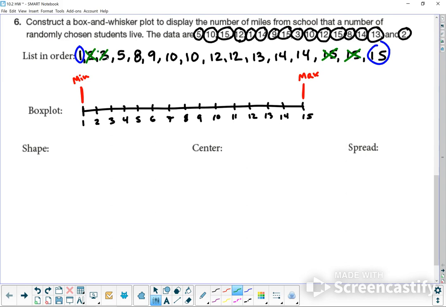15 and 3 is 2 pairs. 5 and 14 is 3. 14 and 8 is 4. 9 and 13 is 5. 12 and 10 is 6. And between 10 and 12, that's the last two, it makes 11. And that's going to be the median right there. So 11.